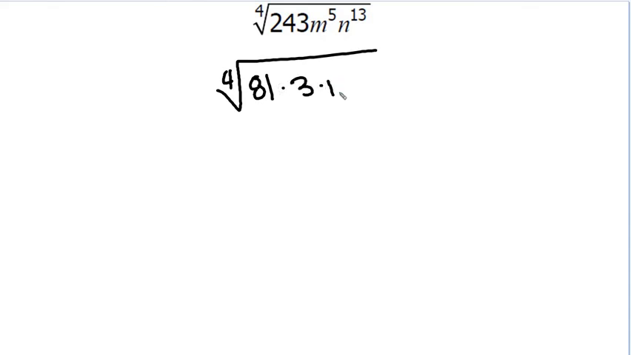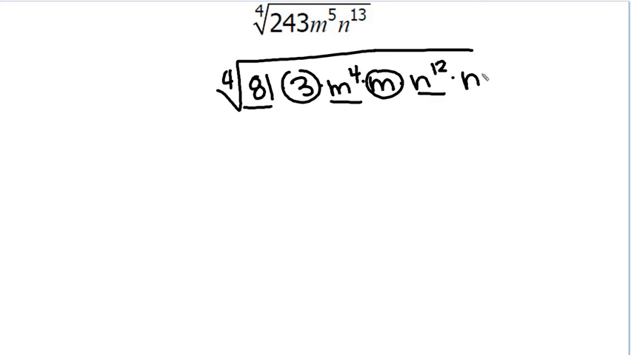M to the 5th can be rewritten as m to the 4th times m. 13 is not evenly divisible by 4, but 12 is. So I can rewrite that as a perfect. So we have out, in, out, in, out, in. So the fourth root of 81 is 3. The fourth root of m to the fourth is m. And the fourth root of n to the 12th is n to the third. 12 divided by 4 is 3. And still trapped in my radical is that 3mn.